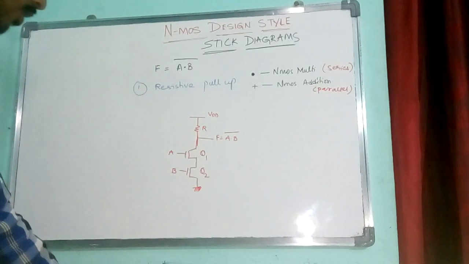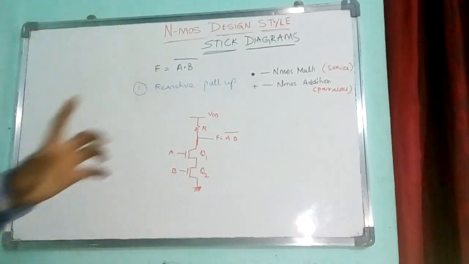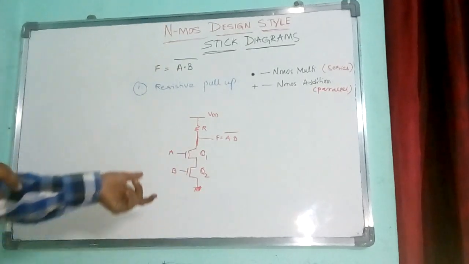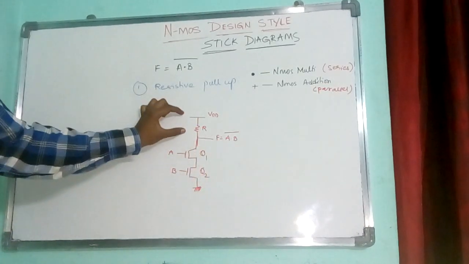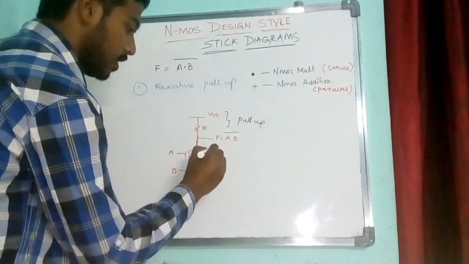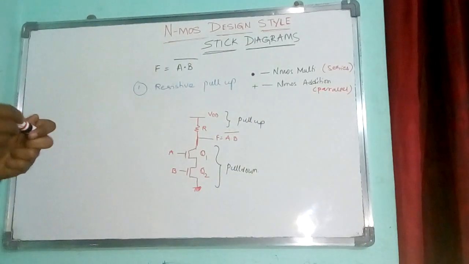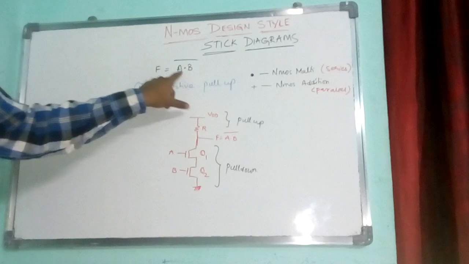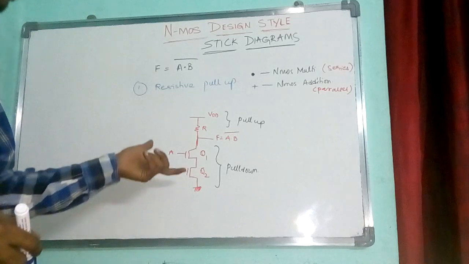Whenever I am designing any circuit in Nmos style, remember that as many variables as there are, that many transistors I need. I have two variables A and B, so I need two transistors in series to get A dot B. The resistive load is acting as a pull-up network, whereas the transistors act as a pull-down network. The pull-up network makes the entire product appear as a complement here, which gives me the required output.